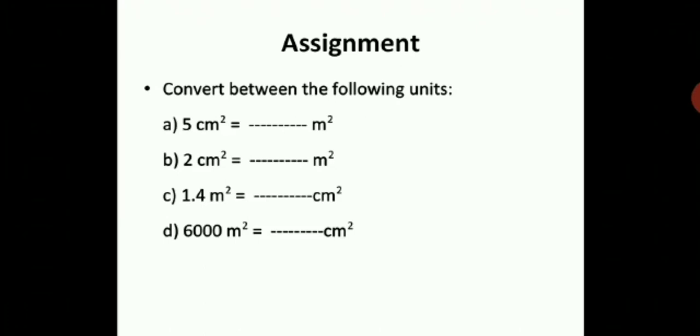Now there's an assignment for you, children. Please try to convert between the following units. You have to convert 5 centimeter square equal to dash meter square. 2 centimeter square is equal to dash meter square. 1.4 meter square is equal to dash centimeter square. 6000 meter square is equal to dash centimeter square. So you should know the conversion factor.